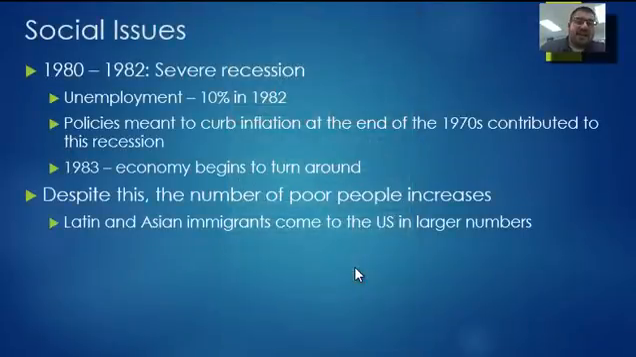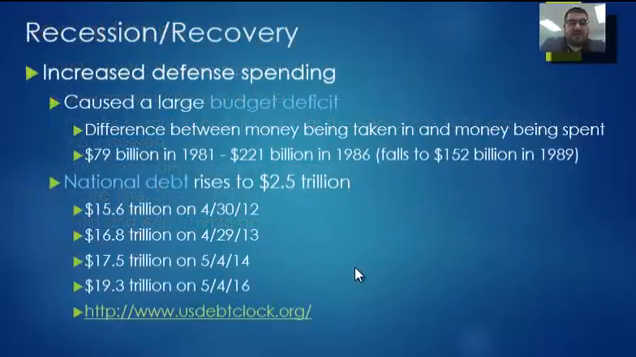So like I said, 1980 to 1982, there's a severe recession. Unemployment reaches as high as 10% in 1982. The policies meant to curb inflation by Paul Volcker at the Federal Reserve Board at the end of the 1970s contribute to this recession, but in 1983 the economy begins to turn around. But despite this, the number of poor people increases, and Latin and Asian immigrants are also coming to the U.S. in larger numbers, which contributes to that figure.